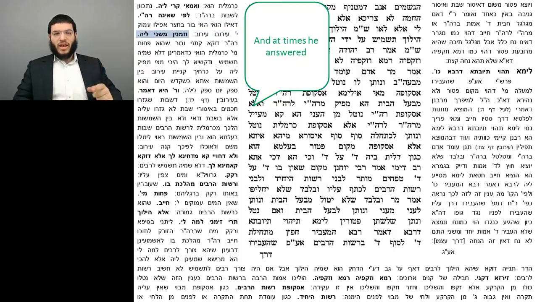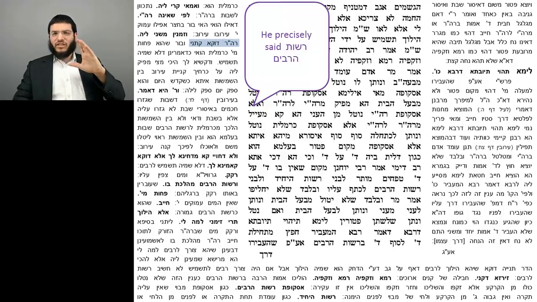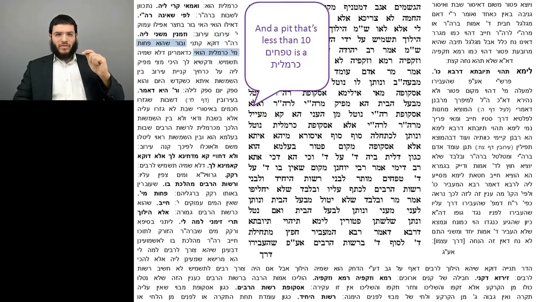Uzimnin mishani lei, and at times he answered with a different answer. That reshus harabim davka katani. He precisely said reshus harabim. It was a reshus harabim. Uvor pachos me'asarah karmelis avad, and a pit that's less than 10 tefachim is a karmelis. 9 tefachim deep, it's a karmelis. Why? Kedamrinan ain leshimush, like we said, it's not considered usage. It's not convenient.